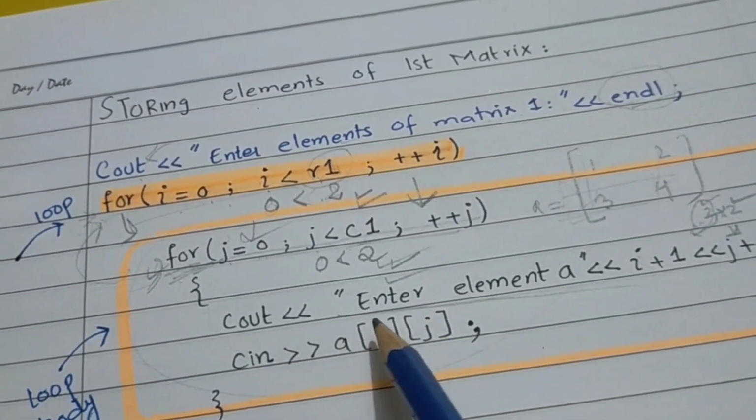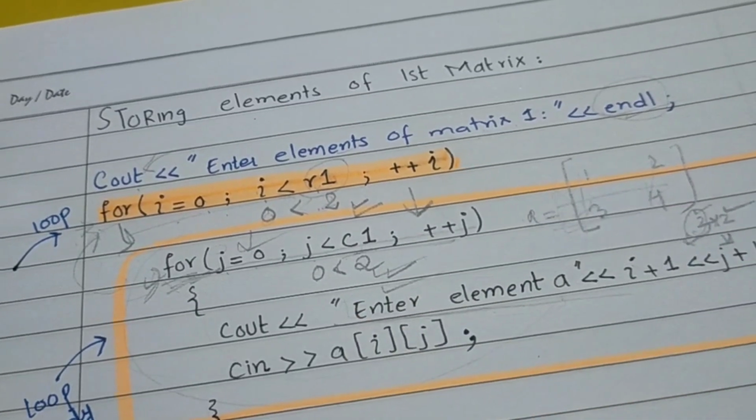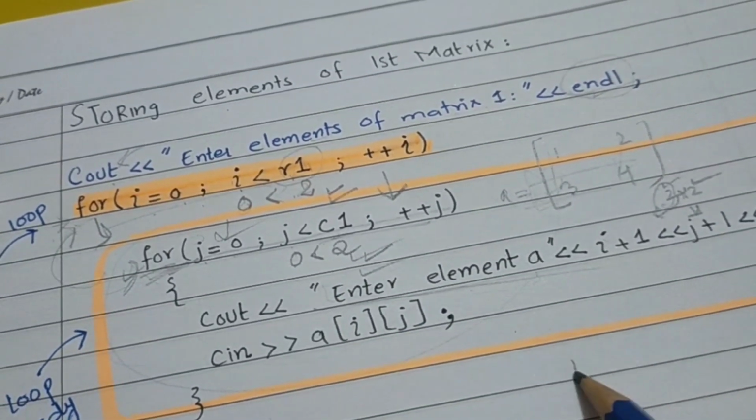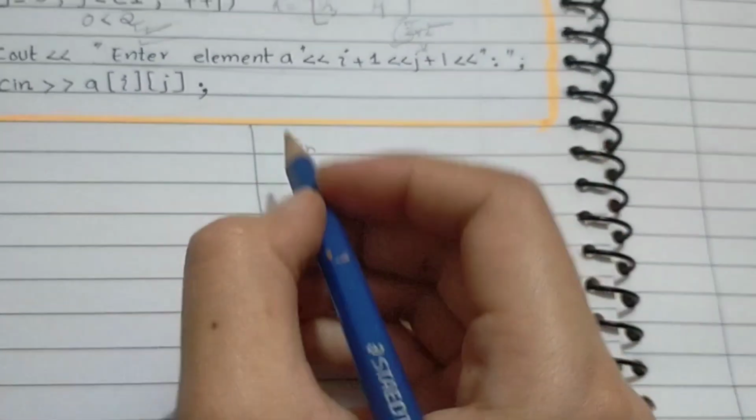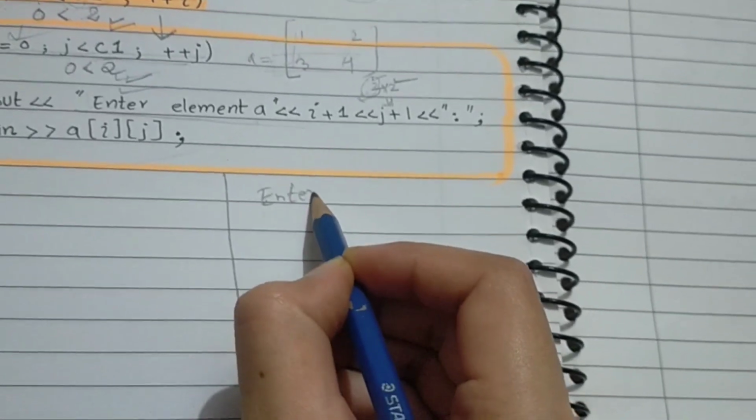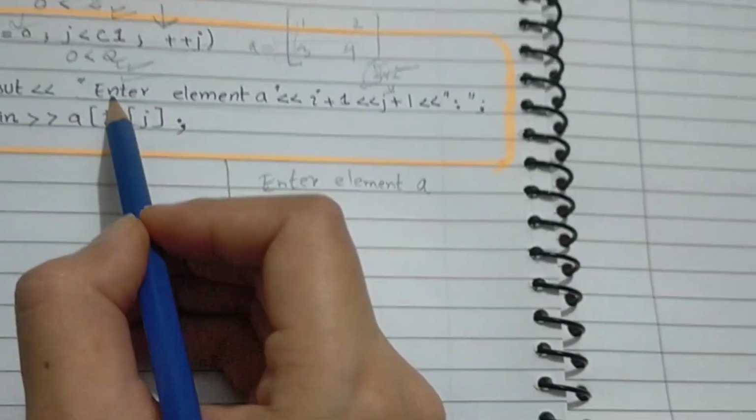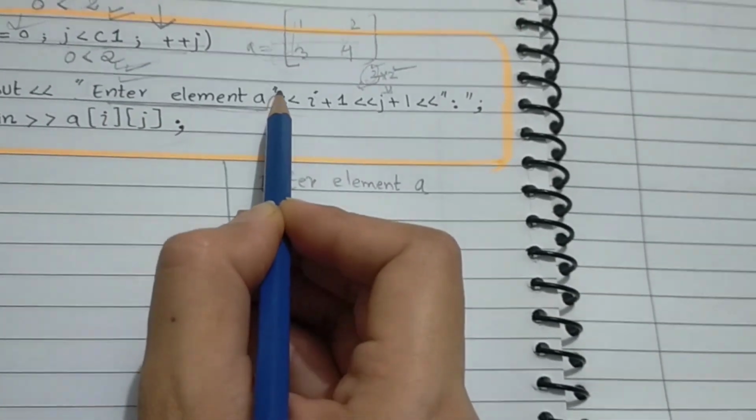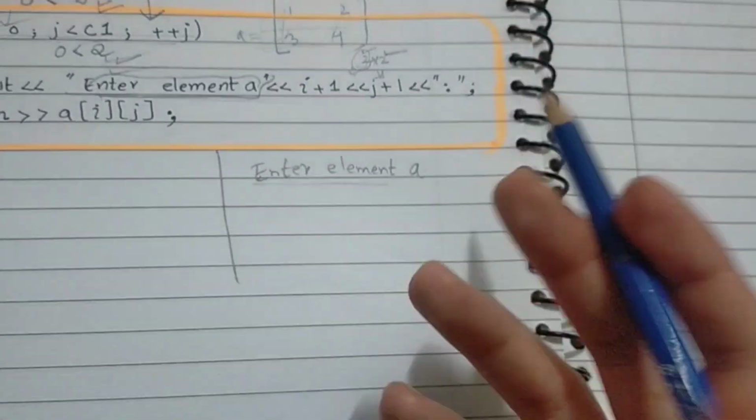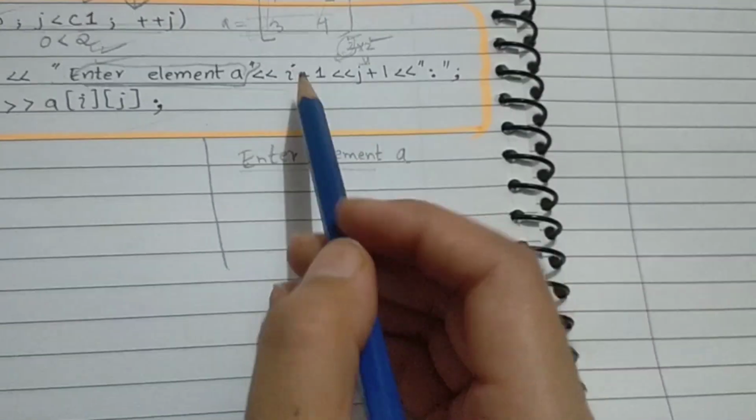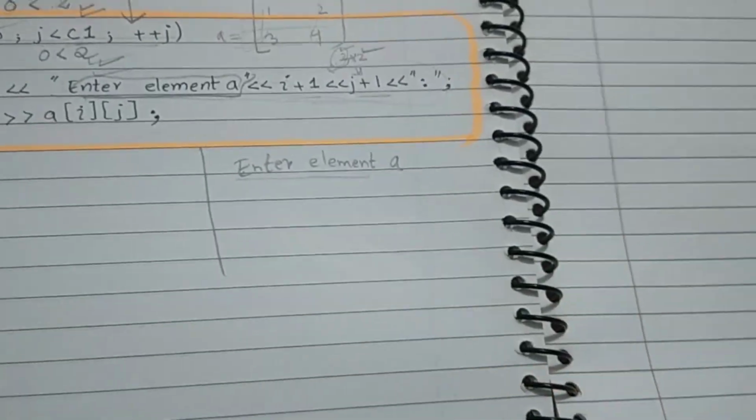So "Enter element A" will be printed as it is on the screen. For example, this is the screen: "Enter element A". This statement will be printed as it is on the screen. Now we will understand how it will work.